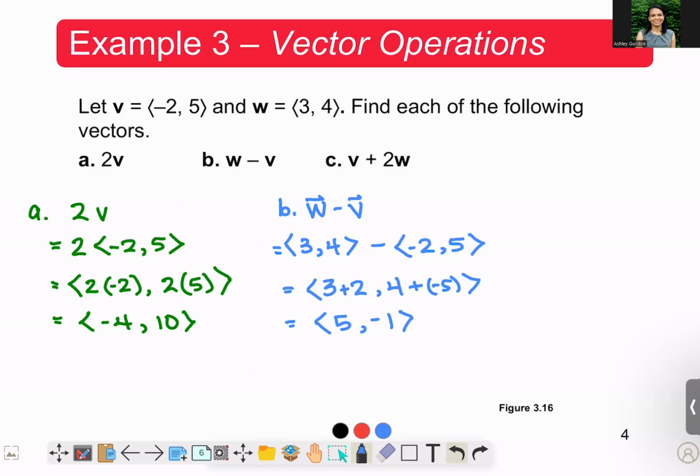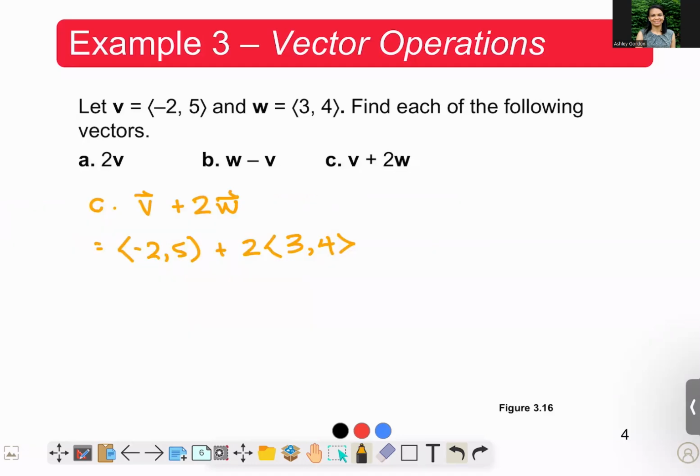Now let's do a combination of the two things in part C. So we're going to take our vector v and we're going to add it to 2 times w. So not doing anything to v. And we're going to multiply 2 times the components of w. So order of operations still applies here. We still want to do our multiplication before our addition.